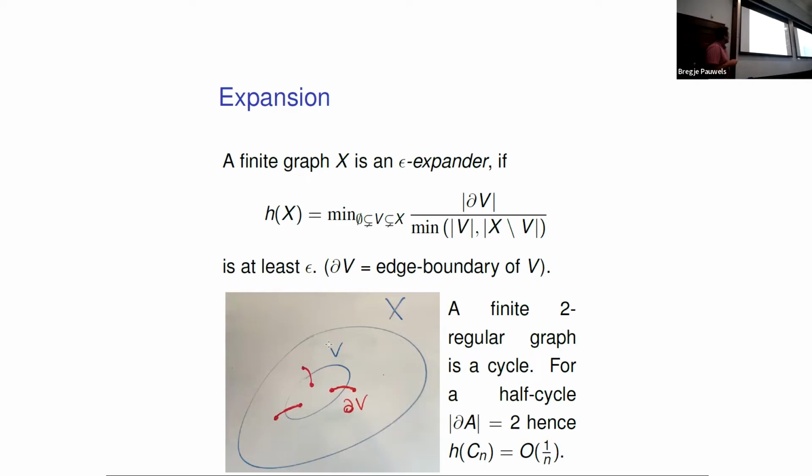Okay, so let's look at 2 regular graphs. If you have a finite 2 regular graph, then you are a cycle. There are no others because you start and then at some point you need to close up, otherwise you will be infinite. Now, cycles are bad. If you think about a cycle, if you cut in one place, then you will have bad connections there already. So for these cycles, this isoperimetric constant is going to go to 0 as n goes to infinity. So you cannot expect that the family of cycles will have this at least epsilon, right? Because you're going to go below any epsilon you like.